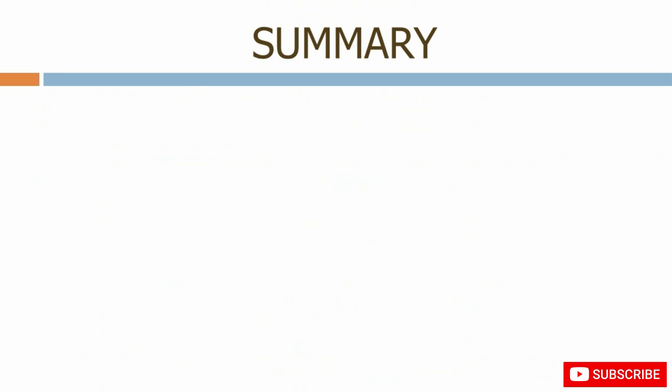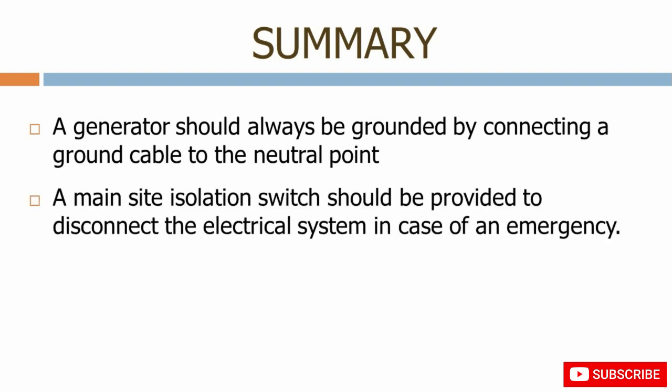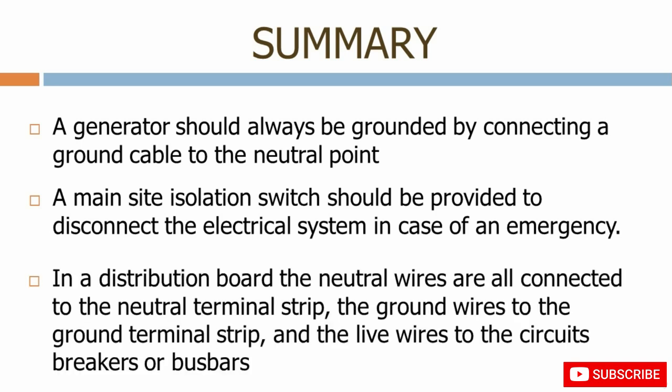Let's summarise what we've learned today. A generator should always be grounded by connecting a ground cable to the neutral point. A main site isolation switch should be provided to disconnect the electrical system in case of an emergency. In a distribution board, the neutral wires are all connected to the neutral terminal strip, the ground wires to the ground terminal strip, and the live wires to the circuit breakers or bus bars.